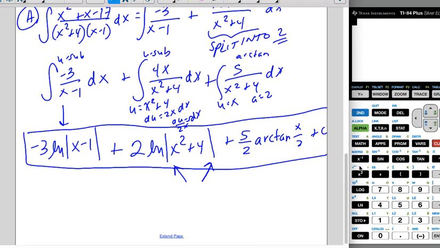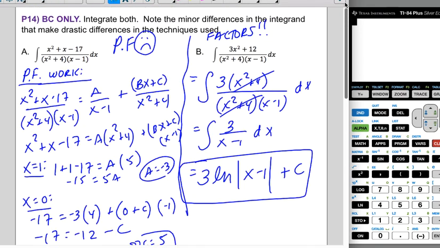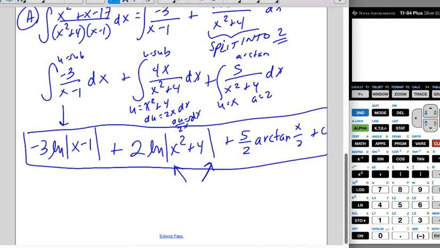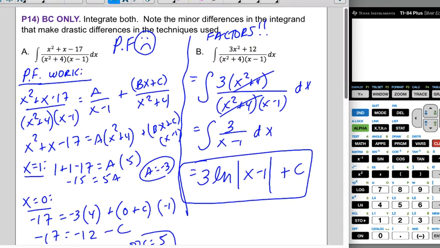So you can see how much work subtle differences make, right? So look at the difference between these two numerators. For this one, I was able to do the problem almost instantly. For the BC version, it took a lot of space. So hopefully this was helpful, and that is the end of Unit 6.